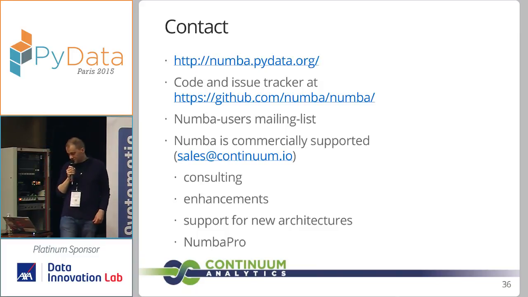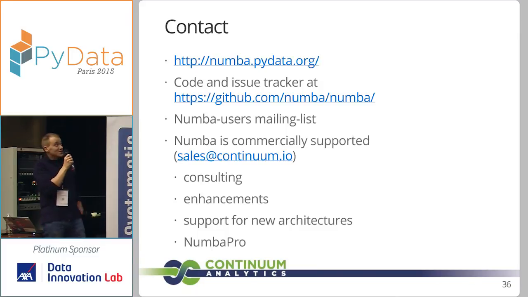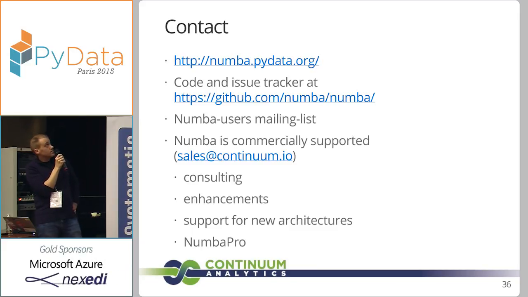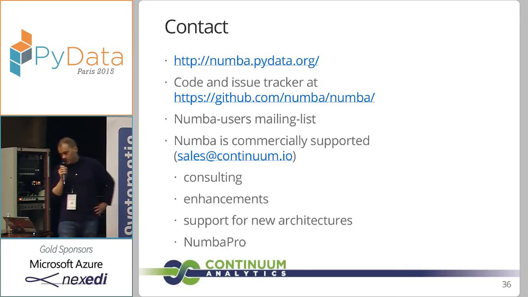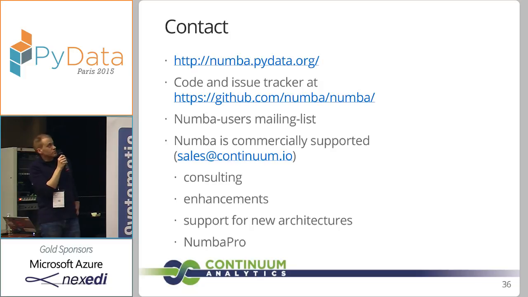So, the end. This is our website, numba.pydata.org. There's documentation on the website. The code and issue tracker are at GitHub, so we welcome any bug reports and pull requests. There is a Numba users mailing list, hosted at Google Groups. I haven't put the URL because it's huge, but you can find it on the documentation site.